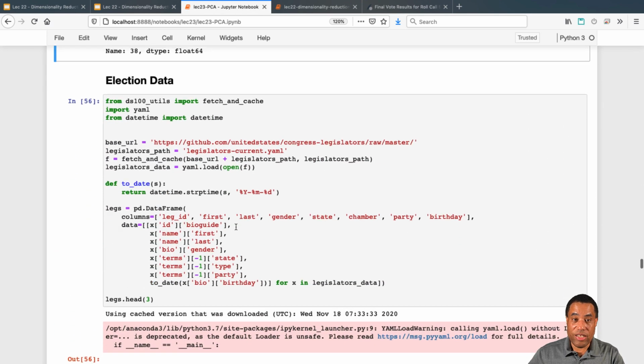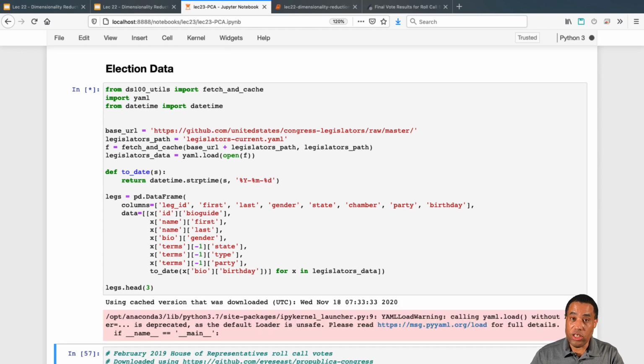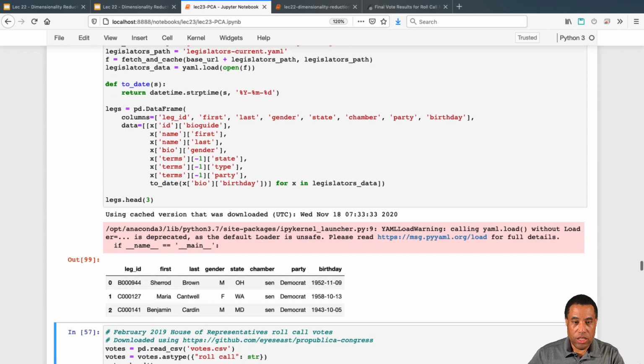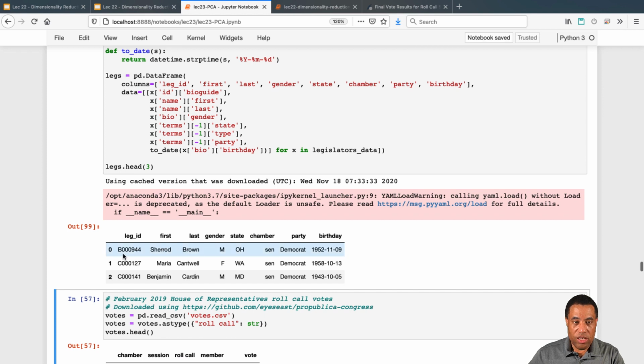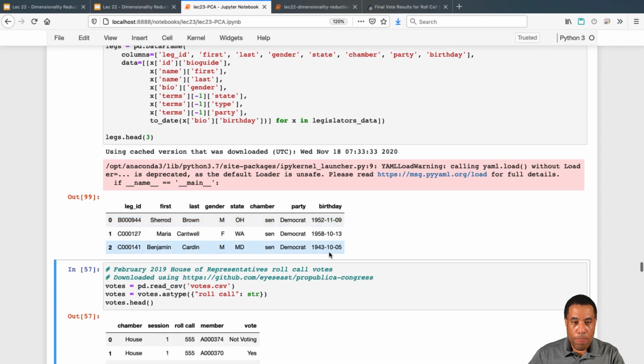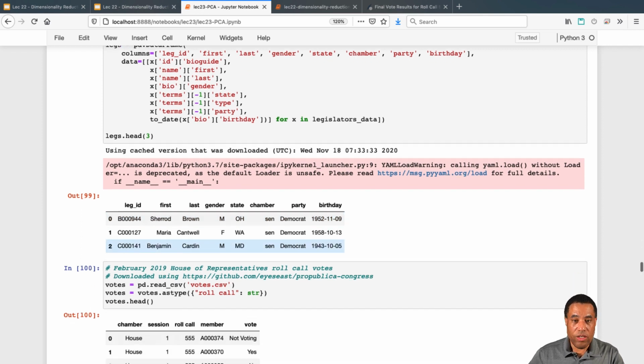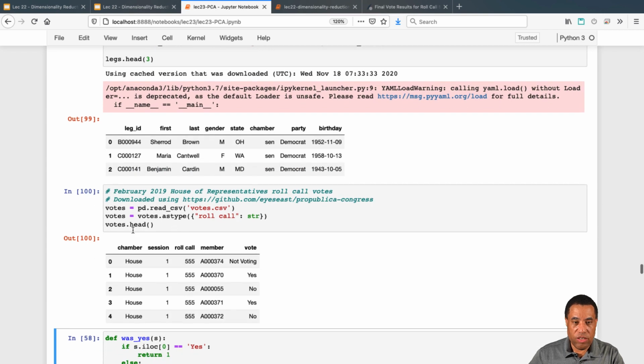Okay, so the other data set that we have to work with is our election data set. And so our election data set represents members of Congress, and it also contains their votes from the month of September in 2019. So here we can see their names, their ID, gender, state that they represent, chamber, and then their party and birthday. Then we also have roll call vote data for those individuals. And again, the relationship here is that the legislative ID in this table is the same as the member attribute in this table.